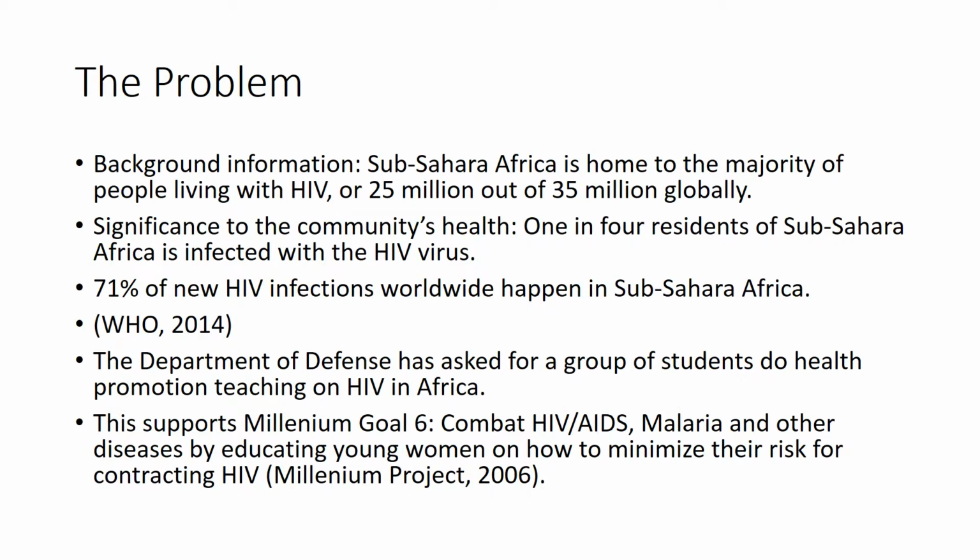The problem is, for background information, Sub-Saharan Africa is home to the majority of people living with HIV, or 25 million out of 35 million globally. The significance to the community's health is 1 in 4 residents of Sub-Saharan Africa is infected with the HIV virus. 71% of new HIV infections worldwide happen in Sub-Saharan Africa. This is according to data from the World Health Organization from 2014.